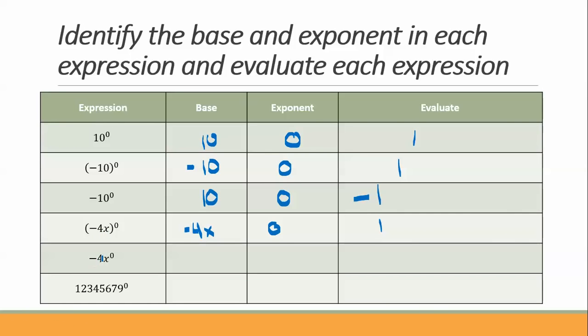This one, though, our exponent is still 0. The 0 is only touching the x, so our base is only the x. So we have negative 4 times x to the 0. X to the 0 is equal to 1, so it's negative 4 times 1, which is negative 4.